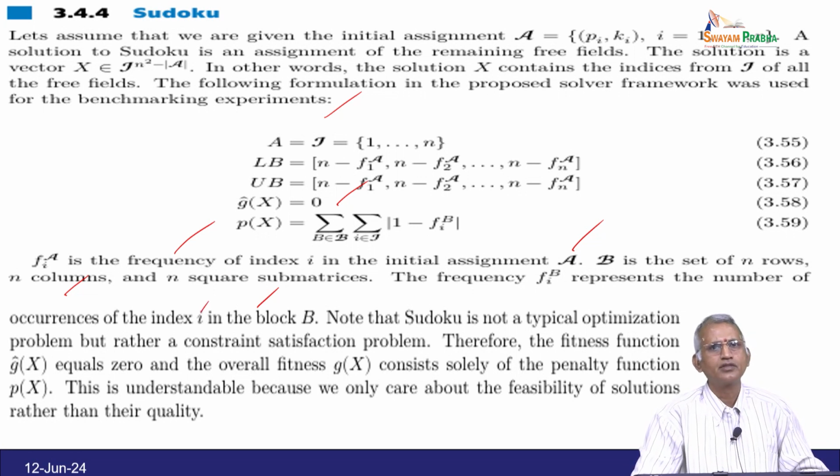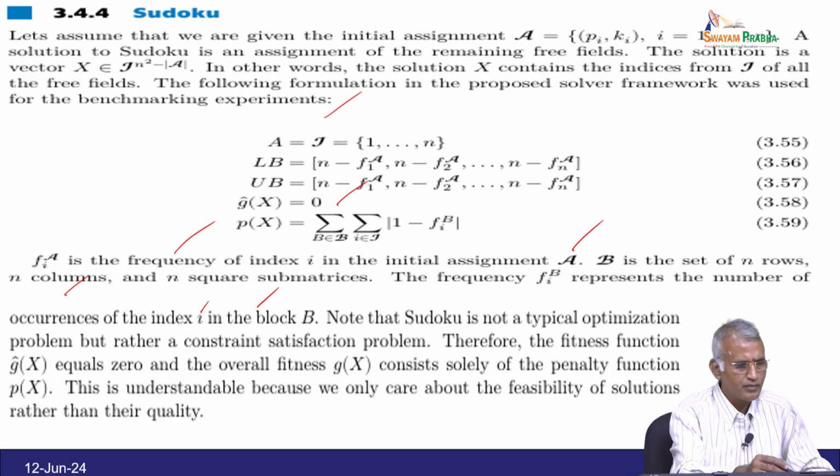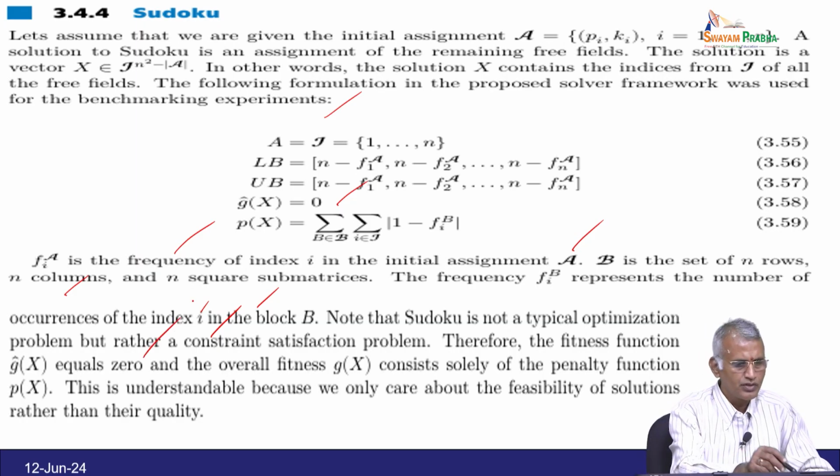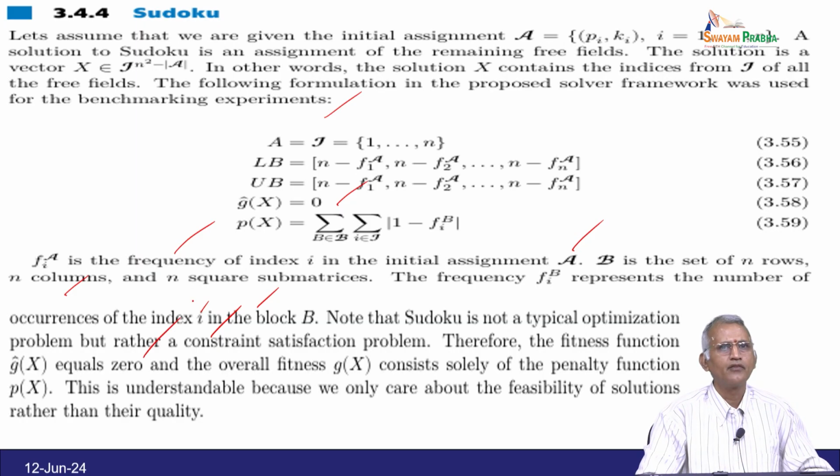Note that Sudoku is not a typical optimization problem, but rather a constraint satisfaction problem. Therefore, the fitness function g bar of x equal to 0 and the overall fitness g of x consists solely of the penalty function p of x. This is understandable because we only care about the feasibility of the solution rather than their quality.